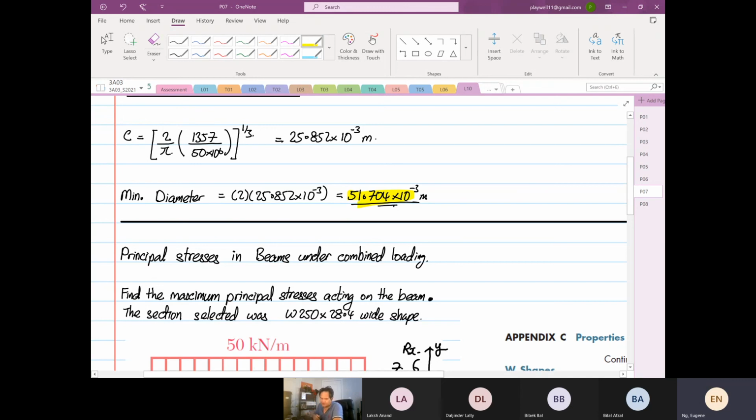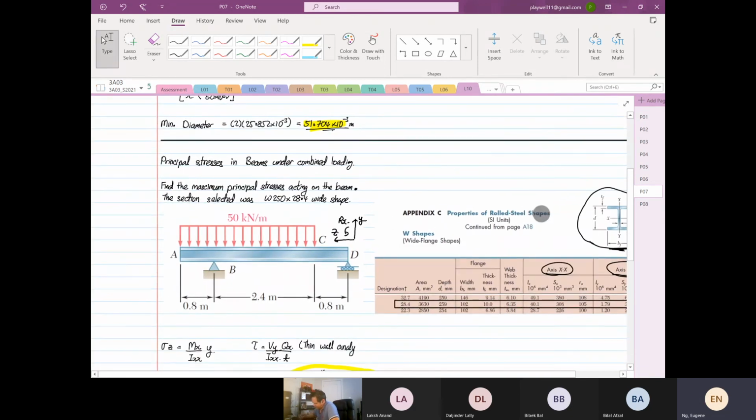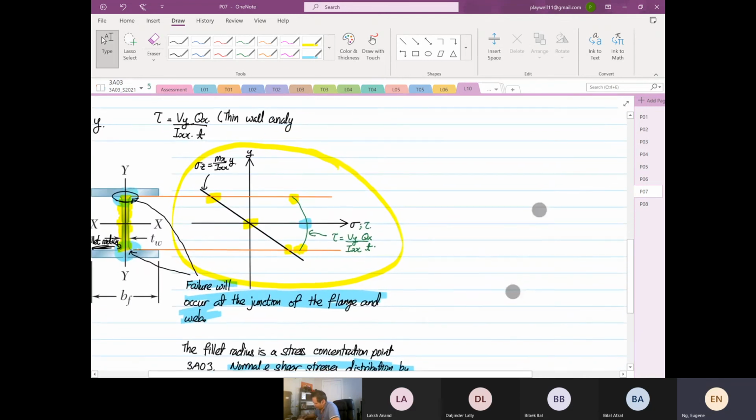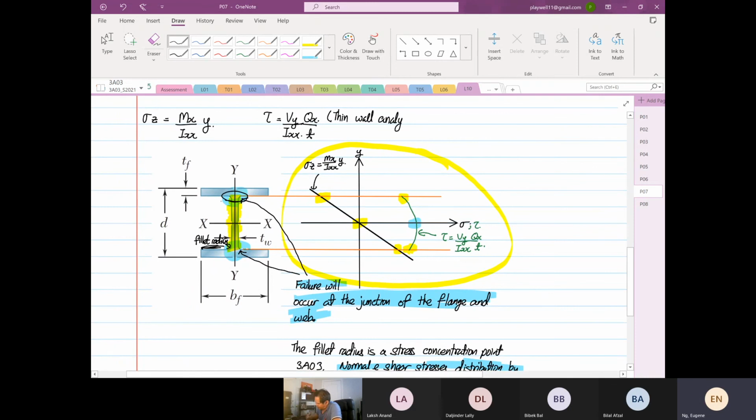As I say, design of a transmission shaft is solely a mechanical engineer's responsibility. It's us. Then we look into principal stresses in beams under combined loading. So this is pretty straightforward. The only thing that you have to remember is that failure will occur at this junction. So whatever you do, when you calculate failure, let me highlight exactly where. It is this region that failure will occur.